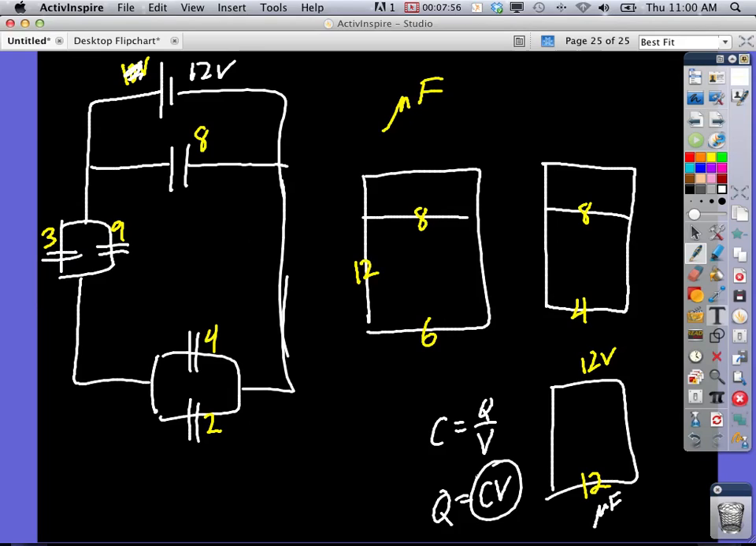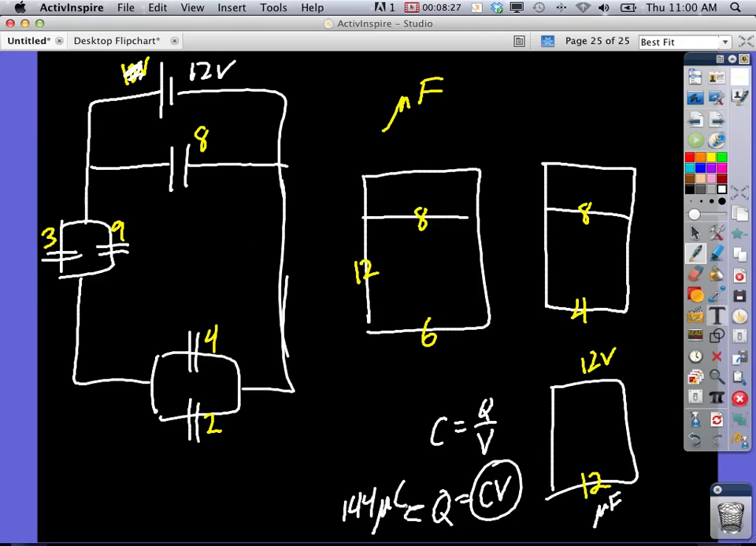Q is CV. So that means I have 144 microcoulombs of charge that are connected directly to the battery. So how many things are directly connected to the battery? If we look here, here, and here, we can see all of these are connected directly, and then the backs of these are all connected directly. So you see that these are all going to have the same amount of charge through here.